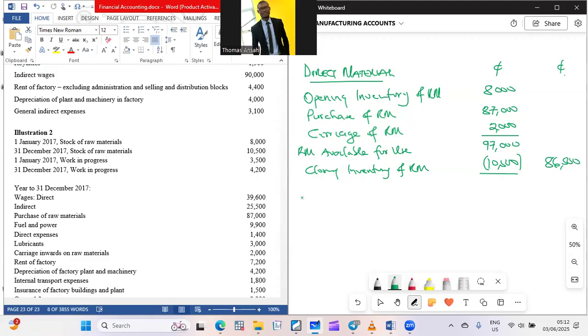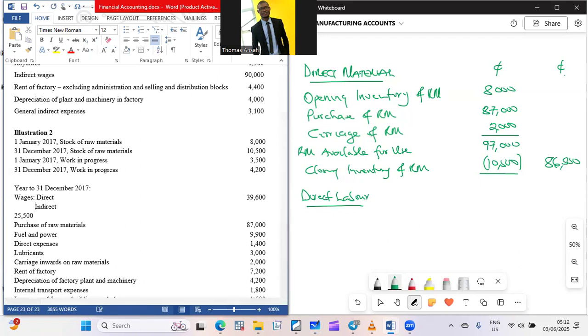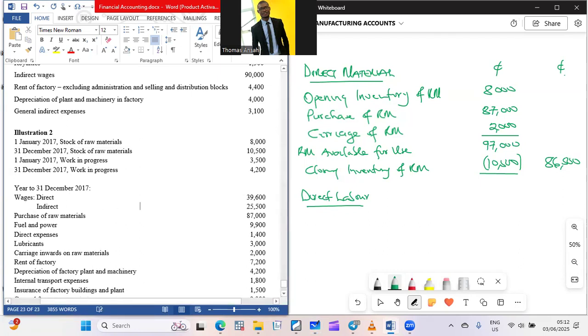Then remember, after this, we are looking at direct labor, right? Examples are the wages of the factory people, I mean, those who are in charge with the factory. All right. So the wages, I think, yeah, it's supposed to be like this. It gave us direct and indirect. So we have direct wages. When wages is standing on its own, remember I told you that. So that's the only thing we have, and that is 39,600, right? Good.